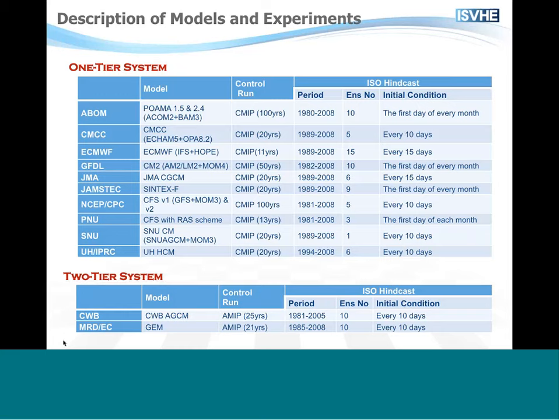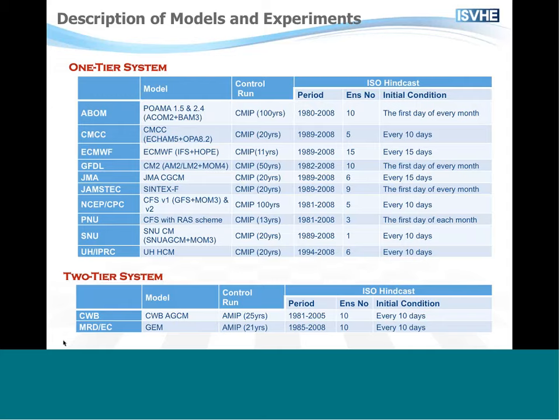And in that case, the control run often relies on a CMIP-like run. The period is very close to being the same 20-year period, and you can see the ensemble size differs from 10 in a few cases down to 1 in one case. And the initial conditions, that's the thing that varies by quite a bit, makes the analysis a little bit challenging, but still possible to meet the original objectives. And then there's a couple cases of a two-tier system there at the bottom, the Central Weather Bureau from Taiwan and MRDEC. I can't think of what that is, maybe ECM.